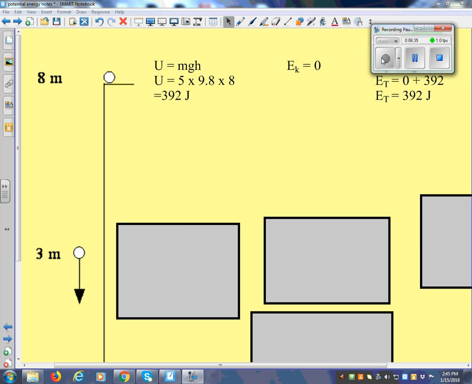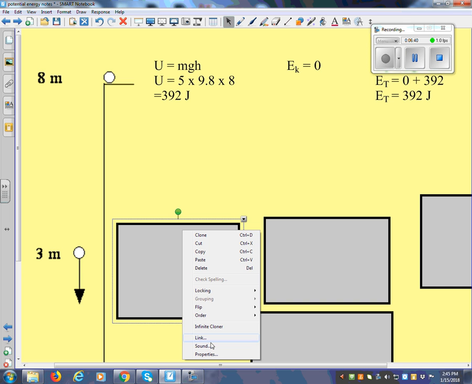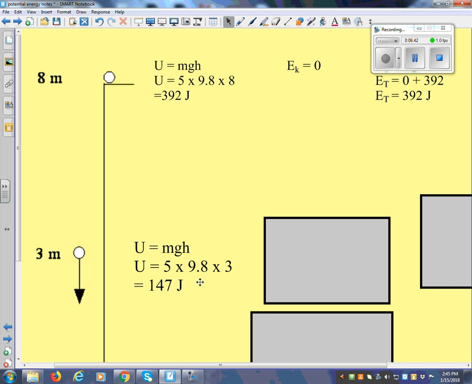Now let's say it's at the 3 meter mark. How much potential energy does it have? No, it shouldn't have the same amount. Oh, it's only got 147 because it's at a height of 3. So even though now it's got kinetic energy, you're right. But even though it's now moving, it still has potential to go faster. So it's at a height of 3, so 5 times 9.8. It still has 147 joules of potential energy.